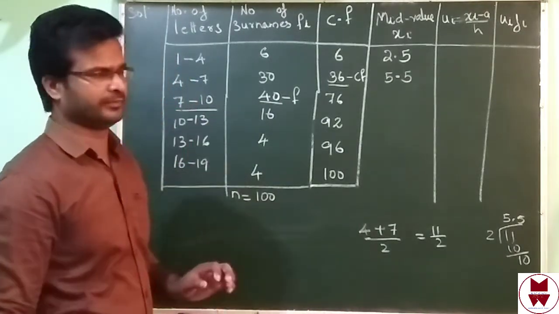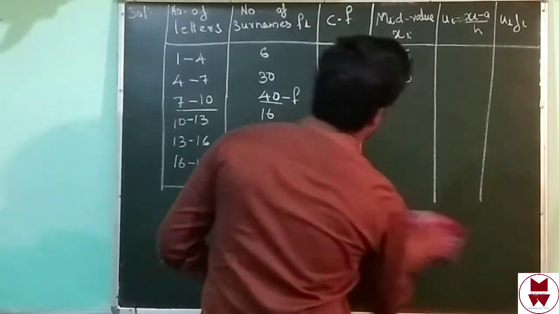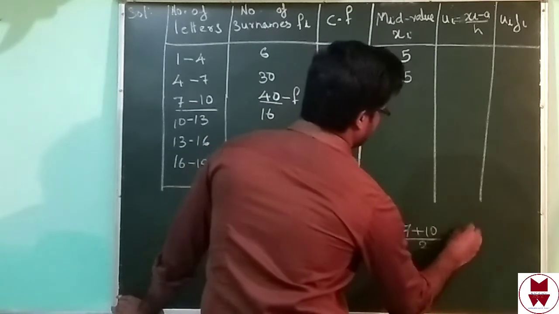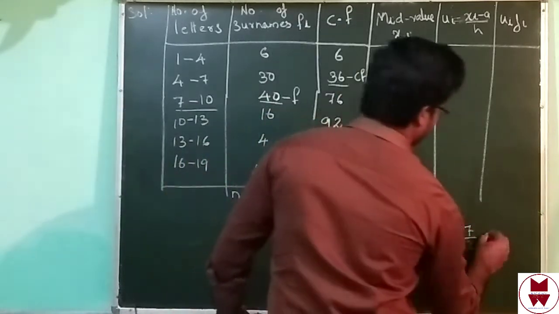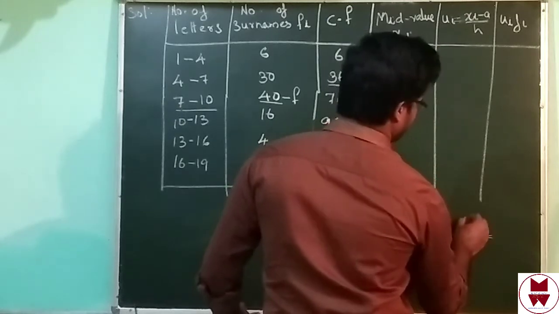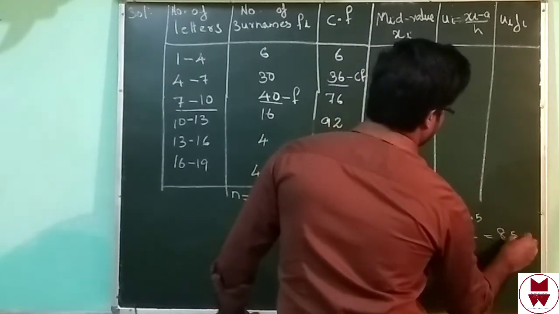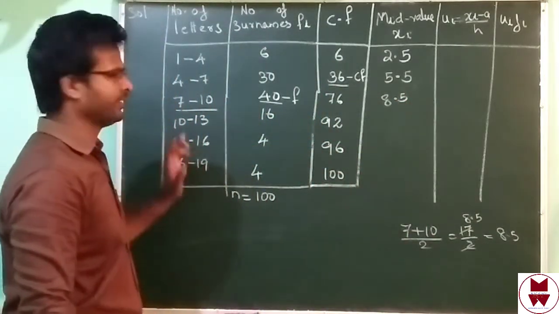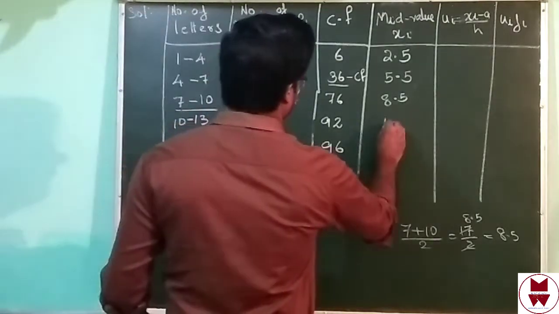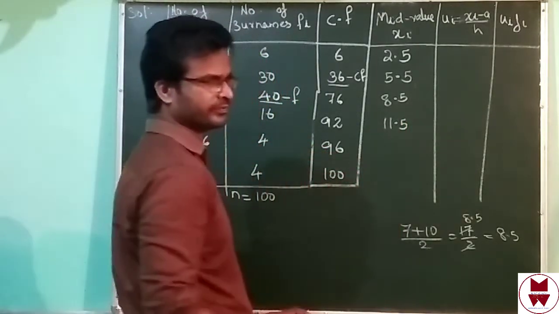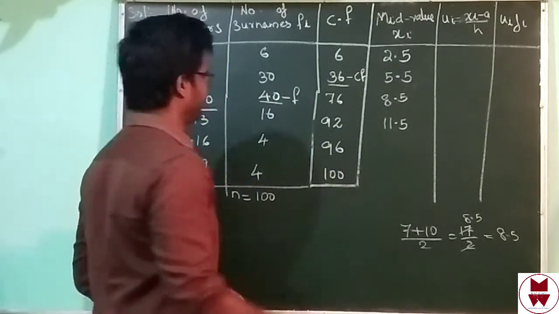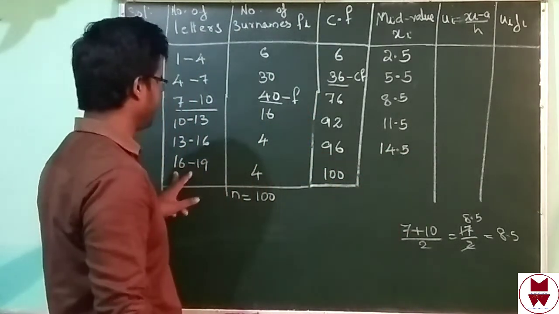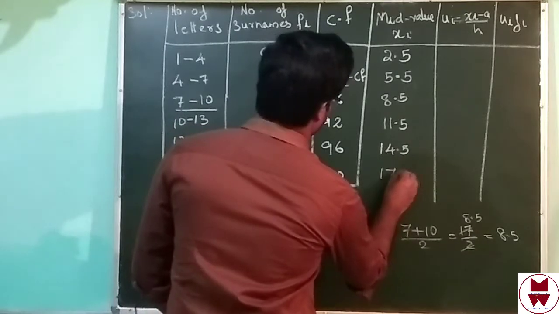Then 7 and 10. 7 plus 10 is 17 divided by 2. What will we get? In 17, 8 times, then 0.5. We will get 8.5. Then same like that, 10 and 13, you will get 11.5. Then 13 and 16, 14.5. Then 16 and 19, 17.5.